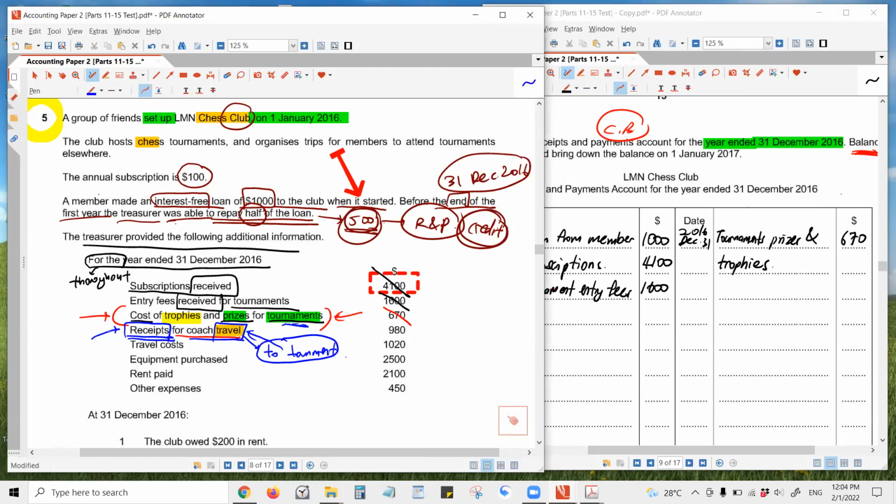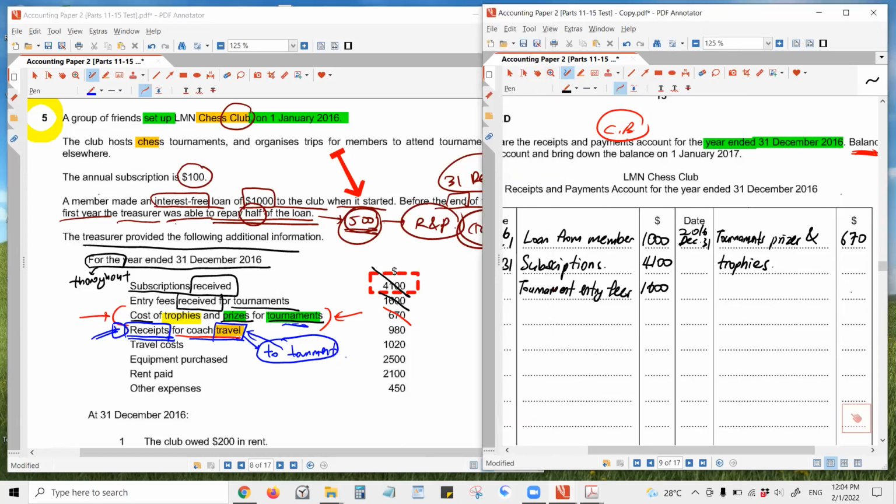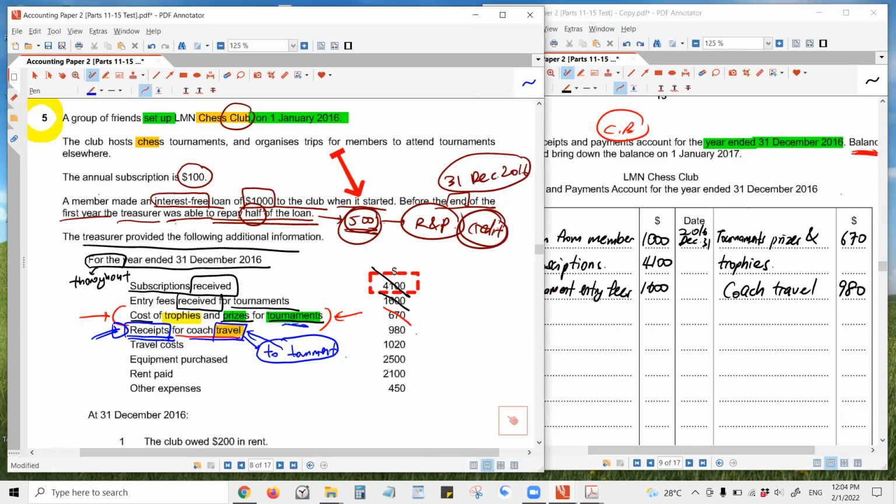What this exactly means, receipt for coach travel. So let's assume it's a payment. We are trying to pay back the coach for the traveling fee. So what to write here? Coach travel. Okay, so again, we will choose the year end. Therefore, we don't have to write again anymore. It is written here. The date we don't have to write anymore. Okay, continue. Travel costs.